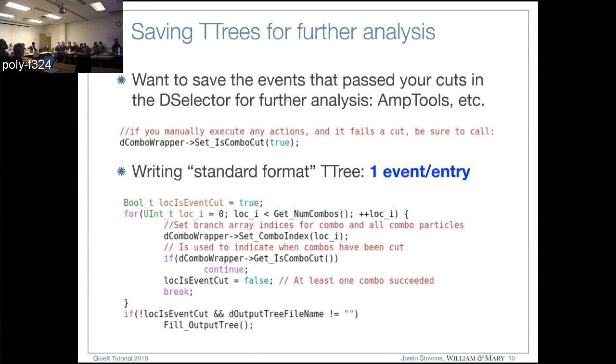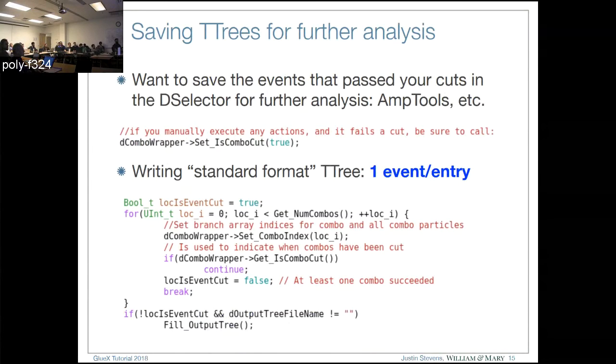Let's say you want to take your T-trees that come from the reaction filter and then save a subset of the events so that you could use them later in AmpTools, like Elton will be telling us about later. You can do that with the deselector. If you remove some events inside of the process function, you can use this flag called setIsComboCut. Each combo has a flag associated with it that says whether it was removed by one of your cuts or not.